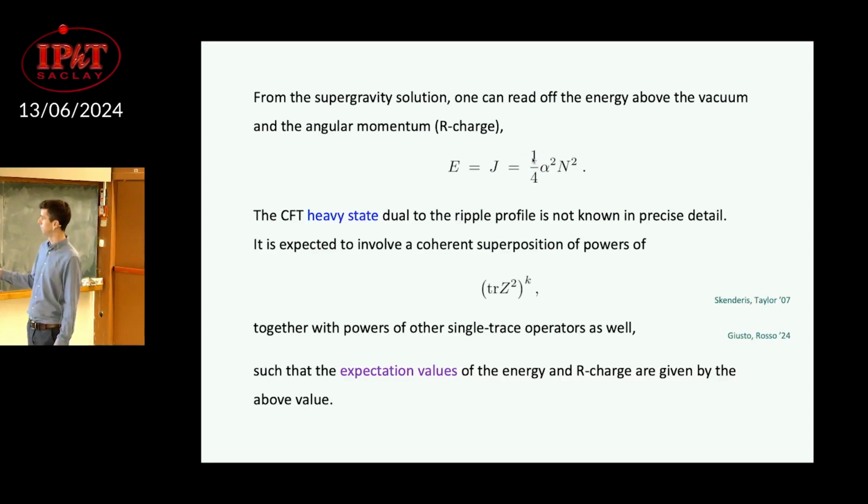But there have been some partial proposals in the literature of specific types of coherent states which approximate what you want, in the sense that some basic observables agree with the geometry, but there's some precision holography needed here to pin down the precise form of the heavy state.